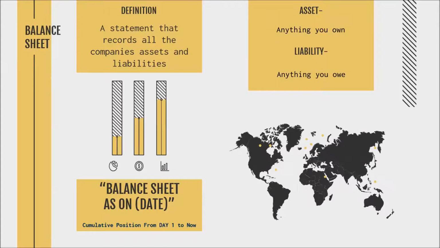Versus a balance sheet. A balance sheet is a statement that records all the company's assets and liabilities. An asset is anything you own versus a liability, which is anything you owe. It's titled balance sheet as on date because it's a cumulative position from day one till now. So if you did get that camera in the first week of your business, but it's been 3 years by now, you'll still have that camera on your balance sheet. It's going to say that you bought that camera 1 week into your business. It's a statement that records all the company's earnings and spendings.